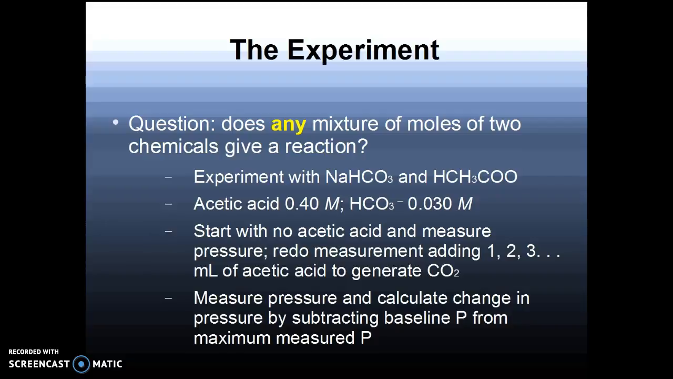We started with no acetic acid, and we measured the pressure that was there, the baseline pressure. Then we redid the measurement each time, adding an increasing amount of acetic acid, 1, 2, 3, 4, 5, 6, and 7 milliliters, generating carbon dioxide. We measured the total pressure and then calculated the increase in pressure that was attributed to the additional carbon dioxide being put out from the chemical reaction.